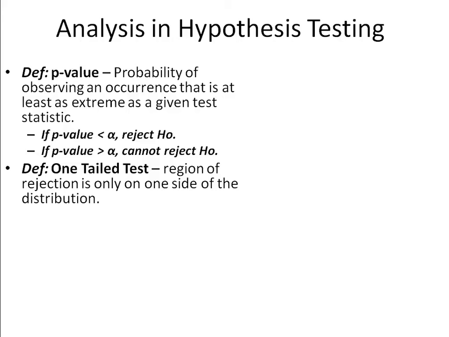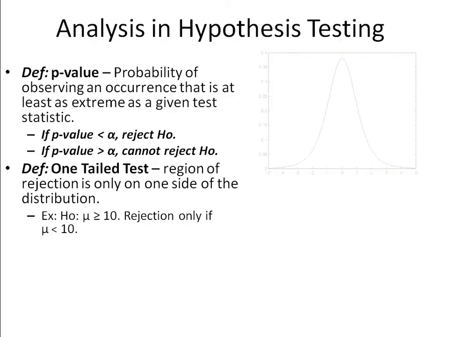And now there are also different types of tests that can be performed. The first one is a one-tailed test, where a rejection region, or this p less than or p greater than alpha, is only on one side of the distribution. For example, if your null hypothesis is that some mean that you measured is greater than or equal to 10, you would only reject the null hypothesis if your mean was less than 10.